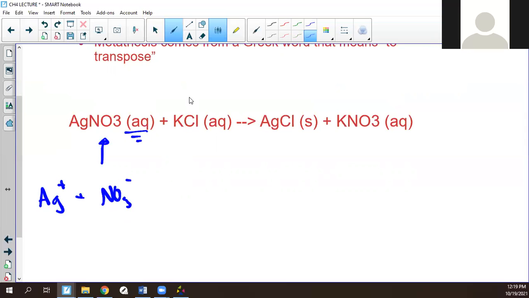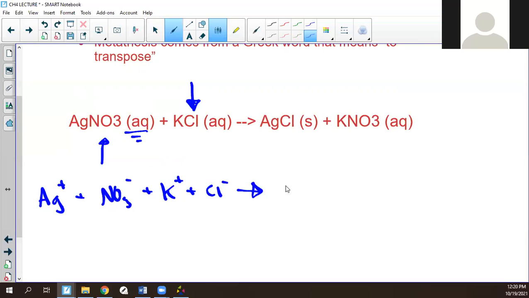Okay, then K. We know Cl is always soluble, except for when it's with silver, mercury, or lead. Is K one of those three things? No. So this is a misrepresentation too. Inside this beaker, K and Cl are not together. They're hanging out apart. So K plus, Cl minus. That's what's really in this beaker before all the action starts.